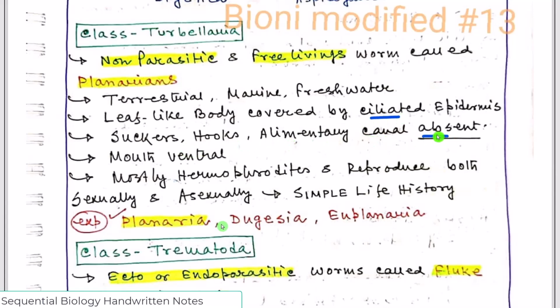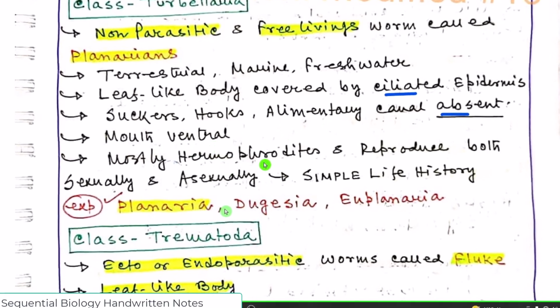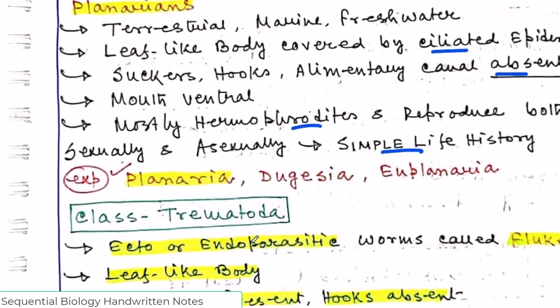Suckers, hooks and alimentary canals are absent. Since they are not parasitic, they are free living, so suckers, hooks and alimentary canals are not required. The mouth is ventral, and mostly they are hermaphrodite and reproduce both sexually and asexually. They have a simple life history. Planaria, Dugesia and Euplanaria are examples of this class.